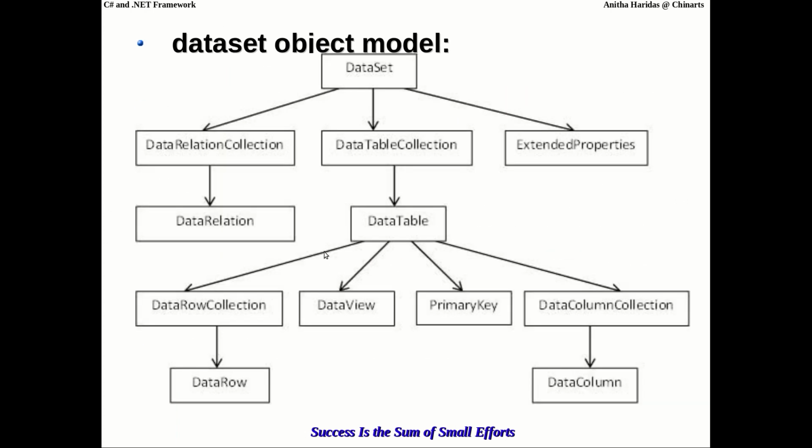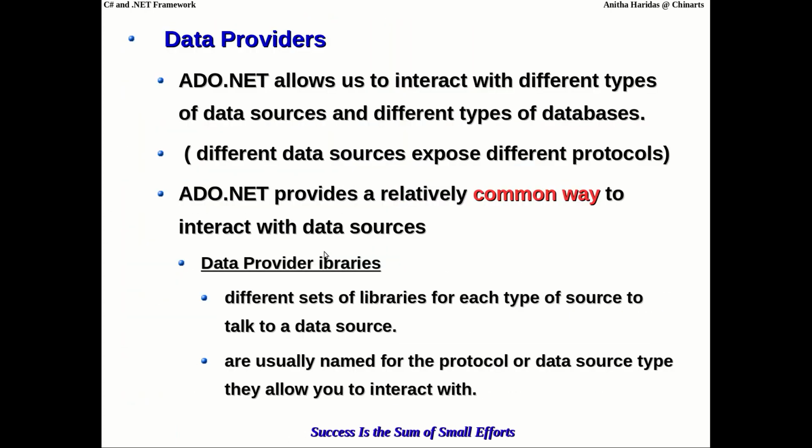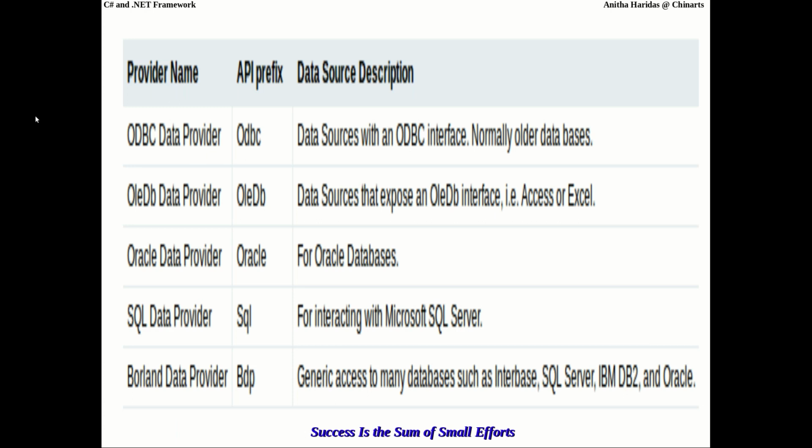We have already seen that for each kind of protocol that we are going to use, if the protocol is ODBC, the API prefix for the objects will be ODBC. If the protocol is OLEDB, then the API prefix for the core objects will be OLEDB. In the same way, if the protocol that you are going to use for the data provider is SQL data provider, then SQL becomes the prefix.